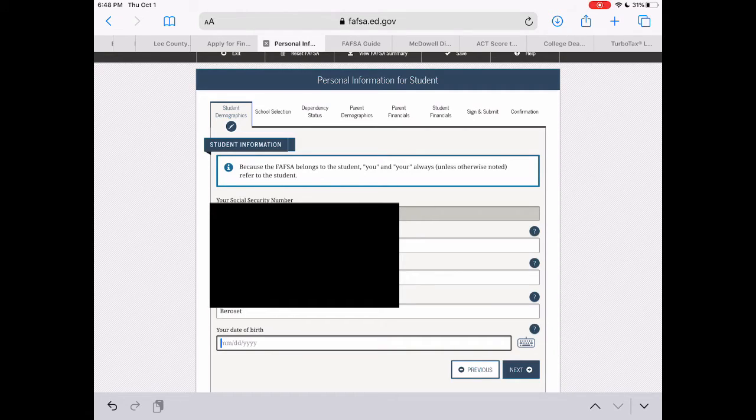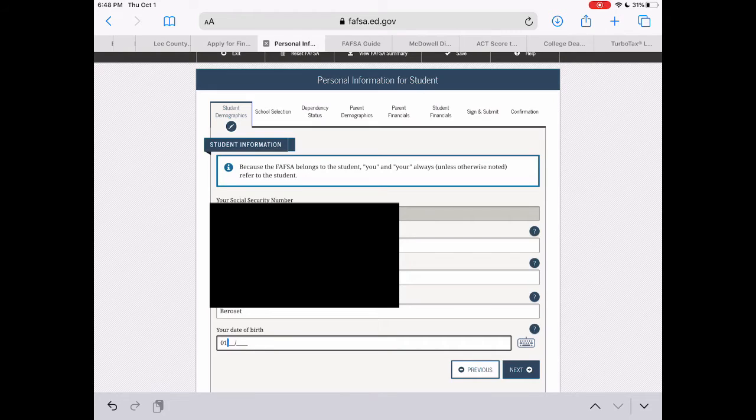So if there's a hyphen in your name, a dash, put that. If you have a second last name but you never ever use it, but it's on your social security card, you have to put it, otherwise your FAFSA will not work, and you will not get financial aid. You're going to have a bunch of errors. So whatever your legal name is, please put that.